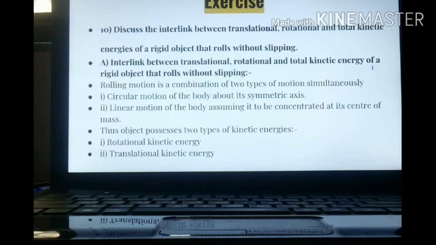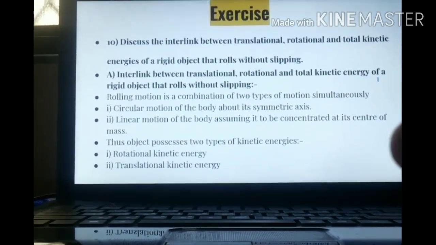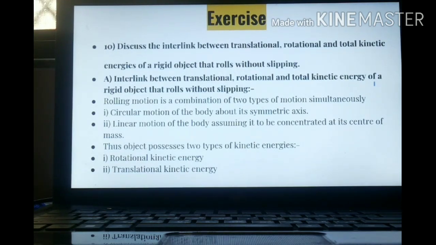First question is: discuss the interlocking relation between translational, rotational and total kinetic energy of a rigid body that rolls without slipping. This we have studied already.